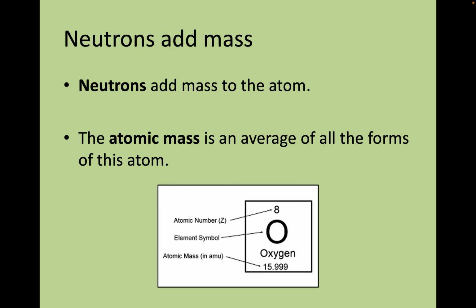What about the neutrons? We said protons tell you what the atom is. You can tell by the atomic number. Electrons are used to bond to other atoms. Neutrons add mass. They don't have a charge.